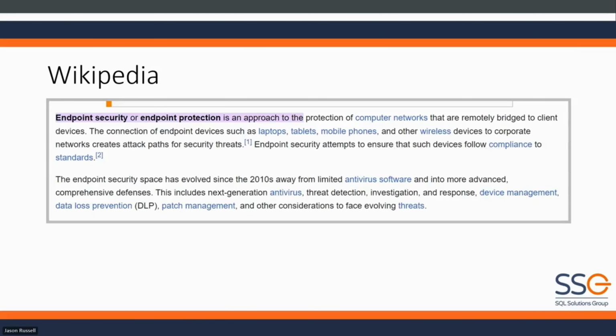Right. On to our favorite authority on all things, Wikipedia, right? This is the Wikipedia definition. Approach to the protection of computer networks that are remotely bridged to client devices. And they go through this list, right? And they talk about how it's evolved since the 2010s away from antivirus into next gen antivirus, threat detection, investigation, and response. And that's one of the most critical pieces here is that this is now an active technology, right?